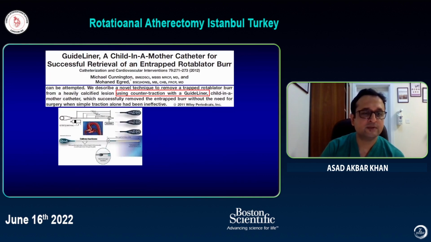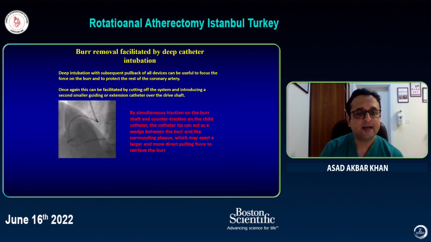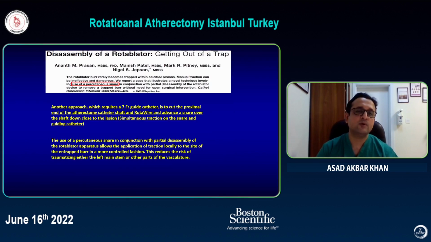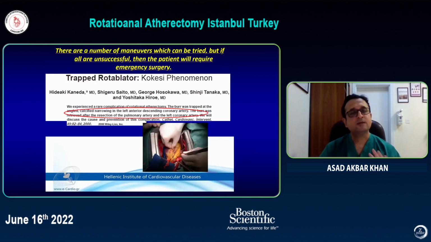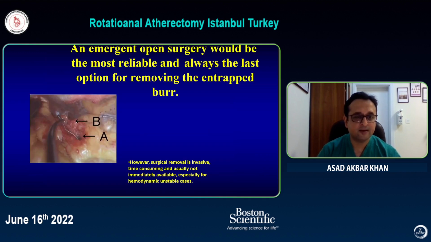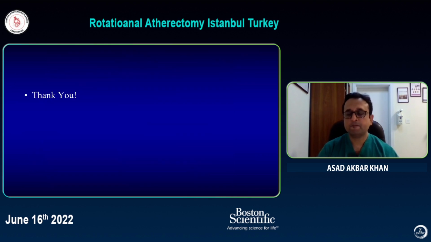Other thing that you can use is a GuideLiner or Guidezilla. And then the next thing, if none of this works, is a percutaneous snare that some people have used. Lastly, if none of this works, go early for surgery, and they can easily see what we have done, and hopefully they'll be able to help the patient in time before anything wrong happens. Thank you.